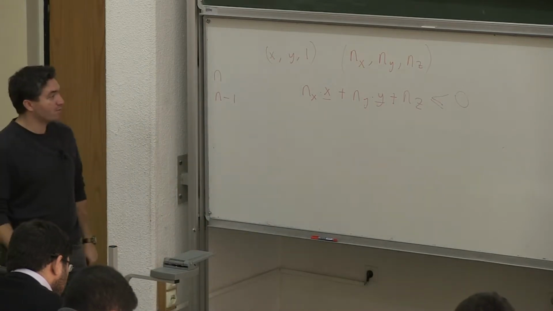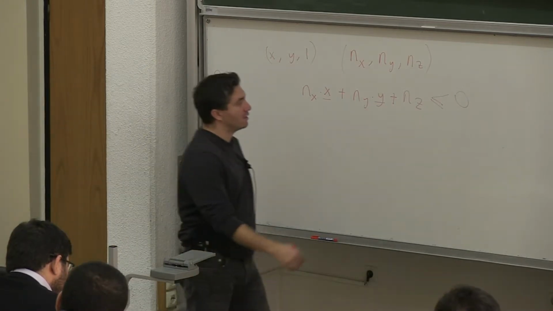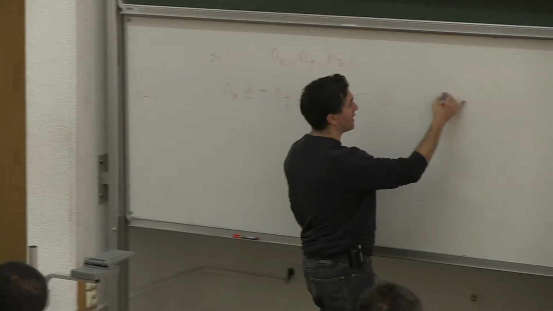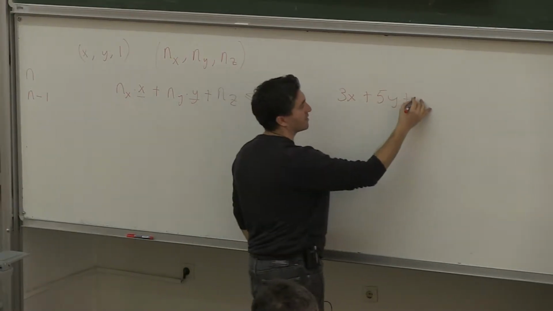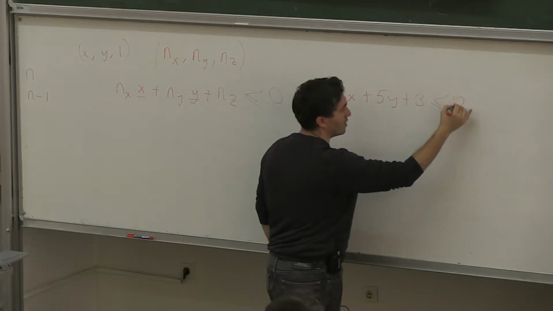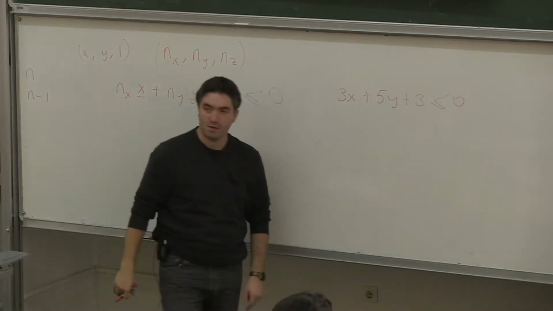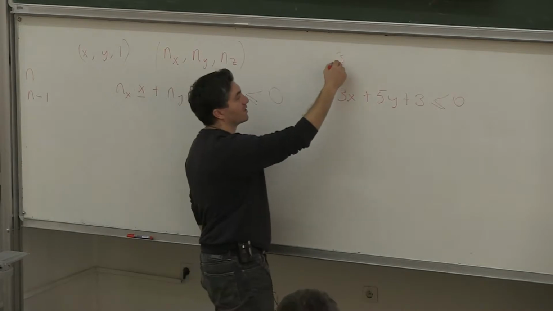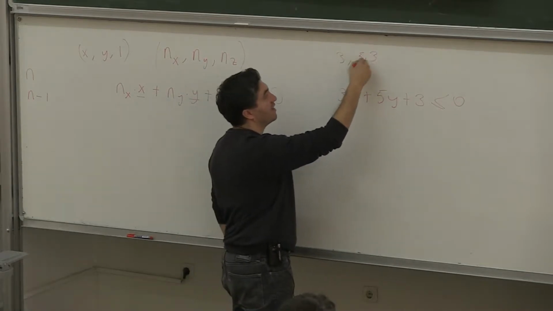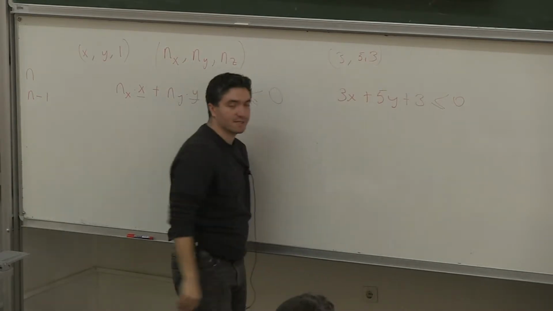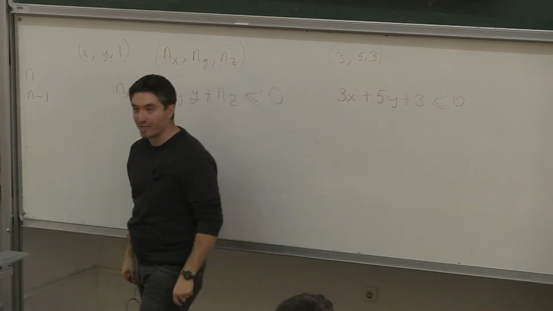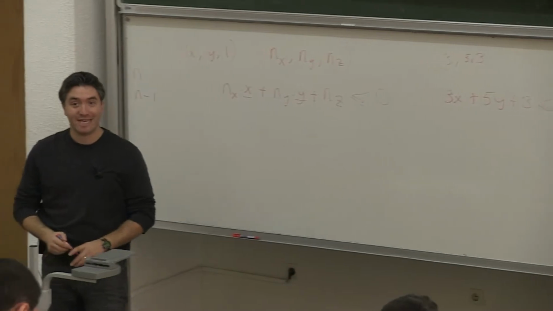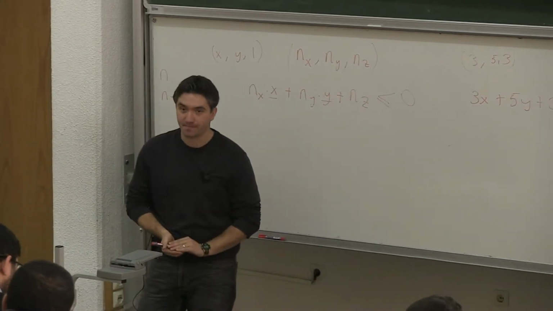Therefore, a mold face is going to give us an equation like this. For example, 3x plus 5y plus 3 is less than or equal to 0. If the mold normal is, for example, 3, 5, 3, this is going to give us this inequality. And this inequality is a linear constraint.